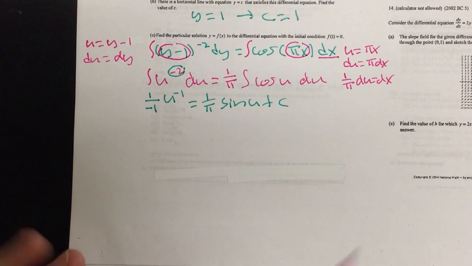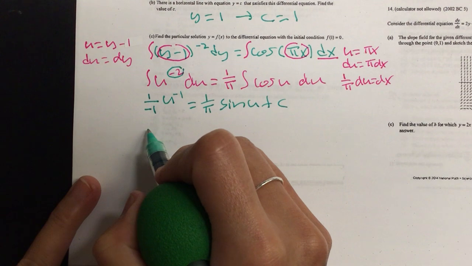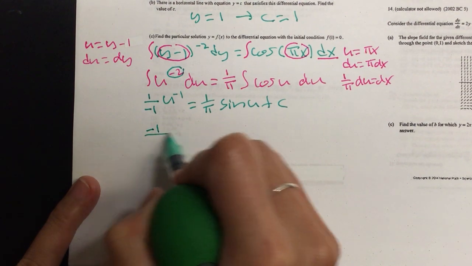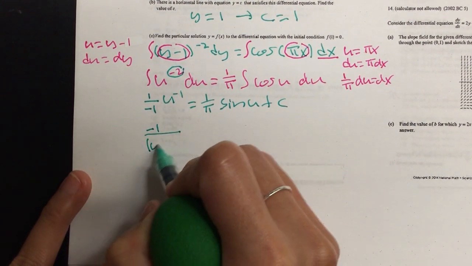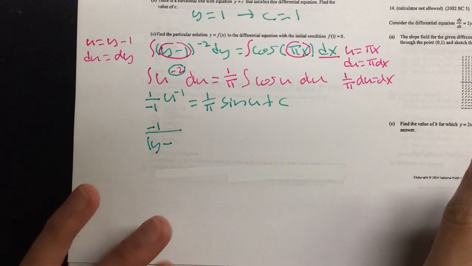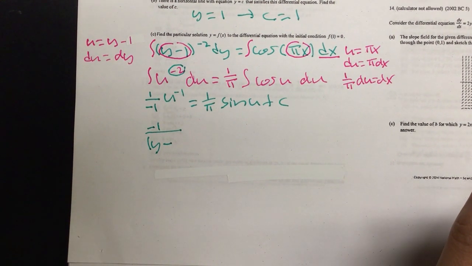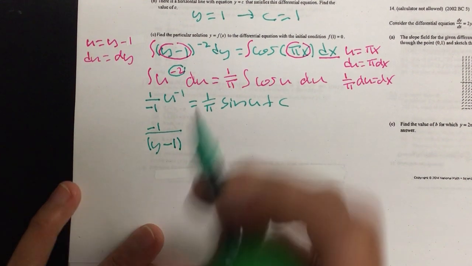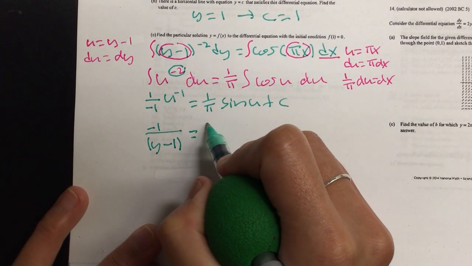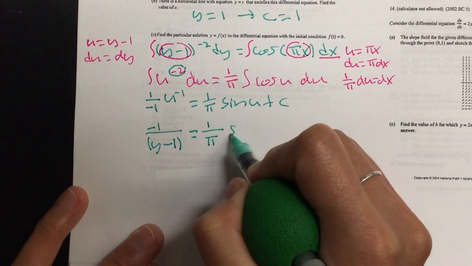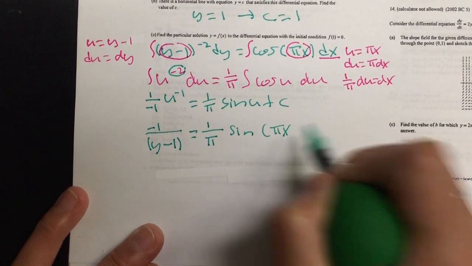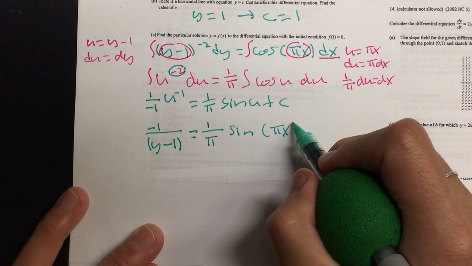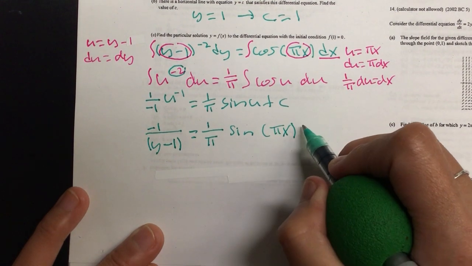So if I were to simplify this, really in the end I get negative 1 all over, by replacing this, y minus, for some reason I have y minus 2. Okay, should be y minus 1. And then let's replace the other one as well. 1 over pi, sine of pi x, and then plus c.